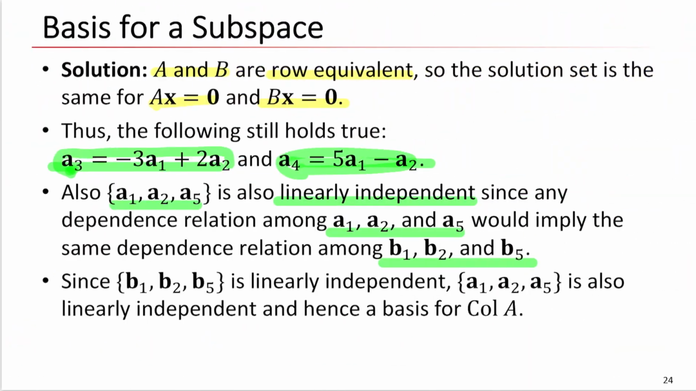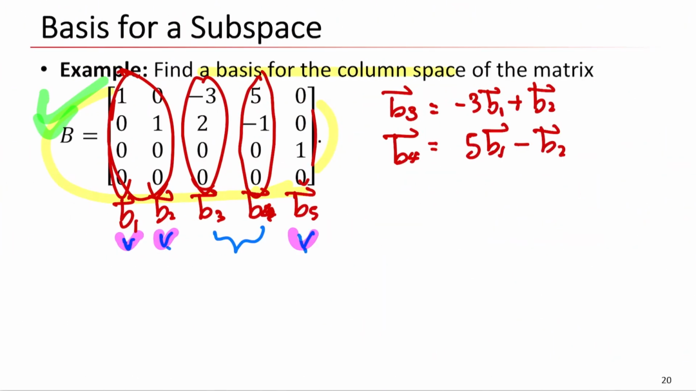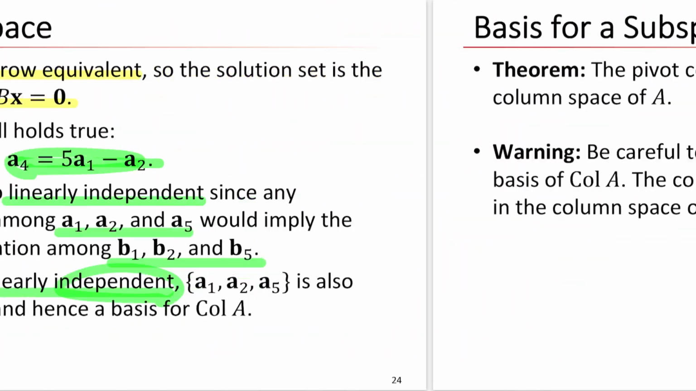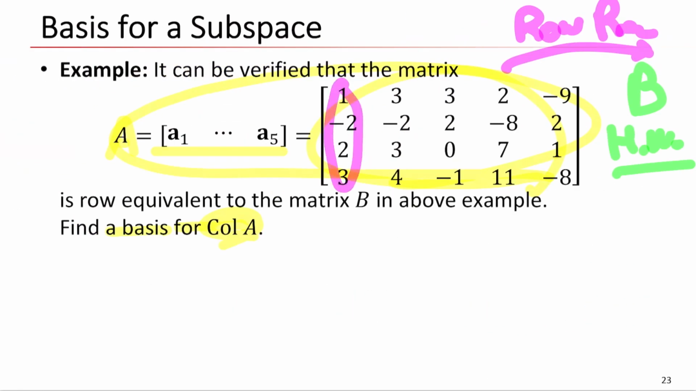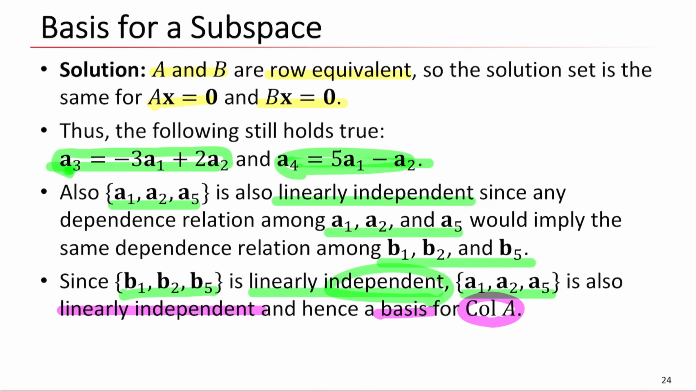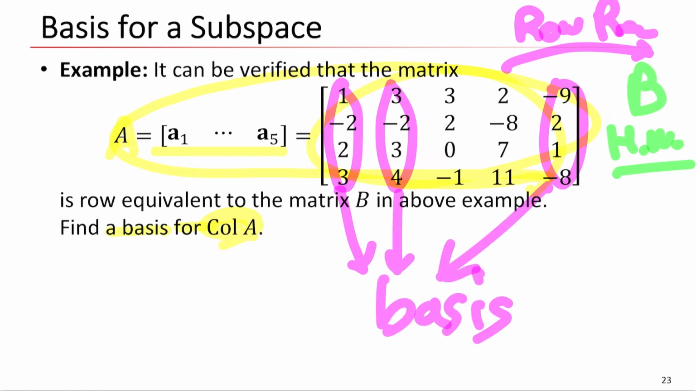Okay, so from here, we already know B1, B2, B5 is linearly independent, right? Then A1, A2, A5 is also linearly independent. Hence, the basis for the column space of the matrix A is A1, A2, A5. This is a basis, okay?